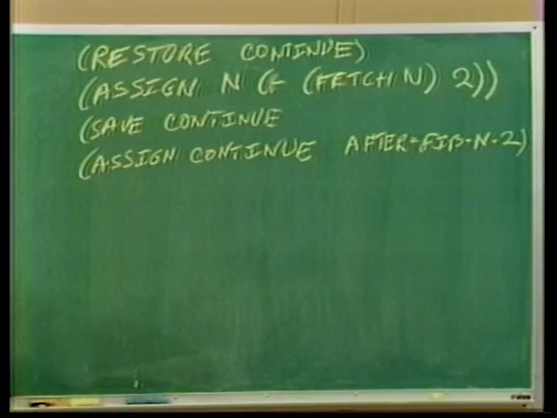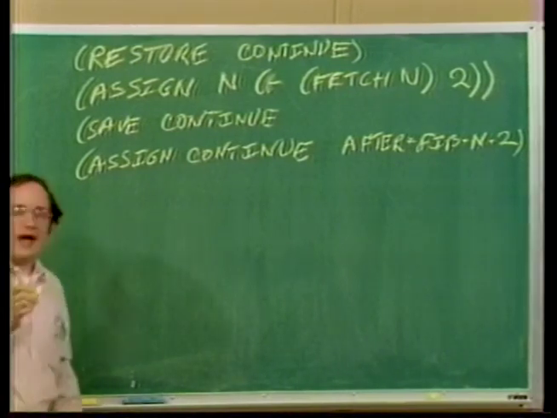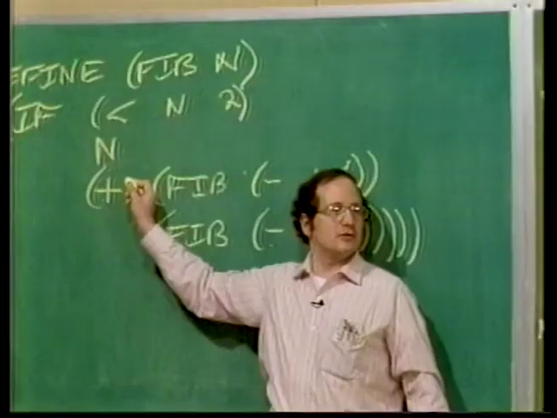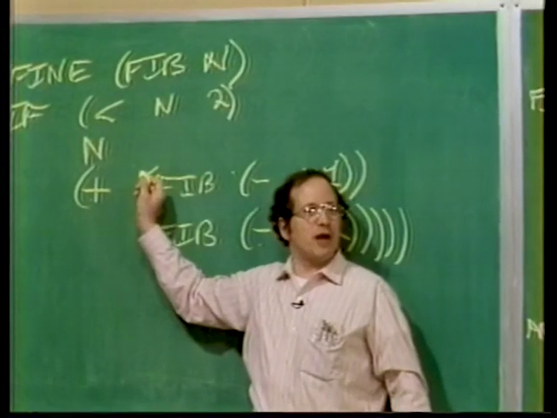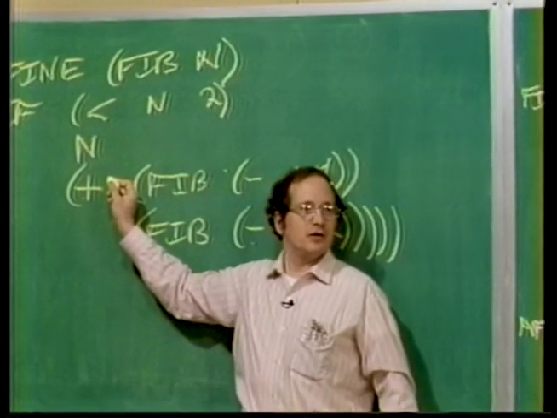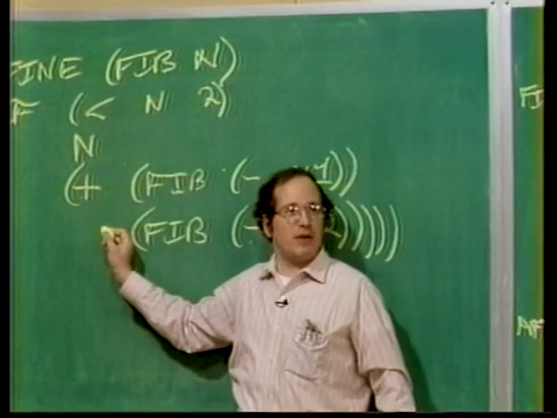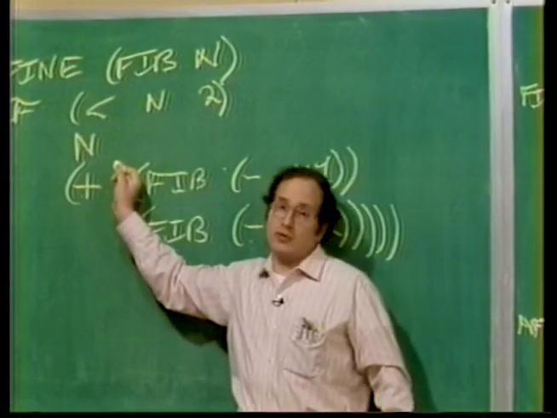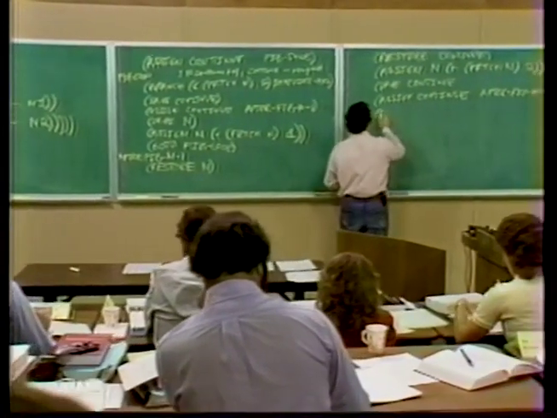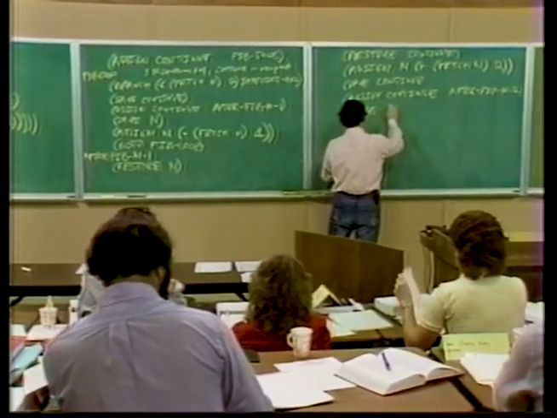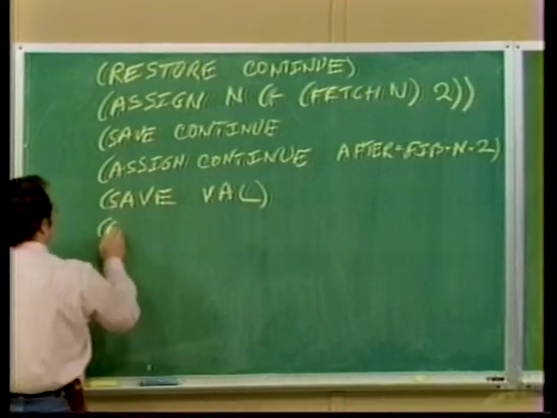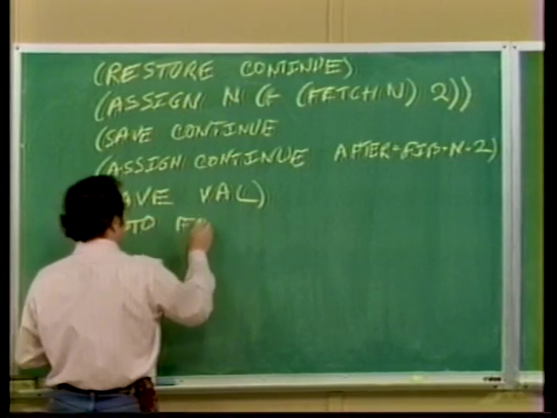However, I got to be very careful. The old value, the value of fib of n minus 1, I'm going to need later. I can't clobber it, because I'm going to have to add it to the value of fib of n minus 2. That's in the value register, so I'm going to save it. Okay? So I have to save this right now. Save up val. And now I can go off to my subroutine. Go to fib loop.